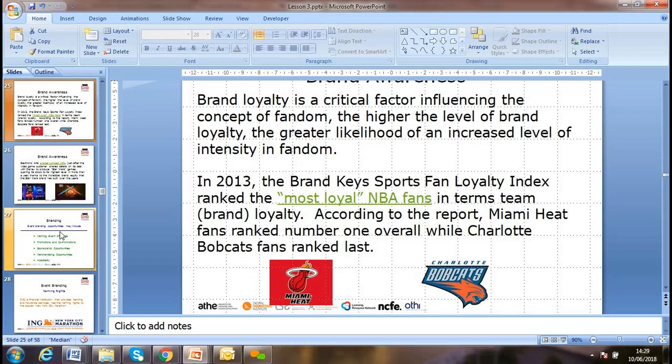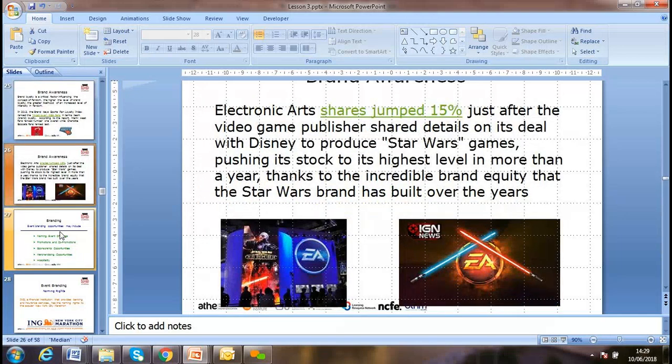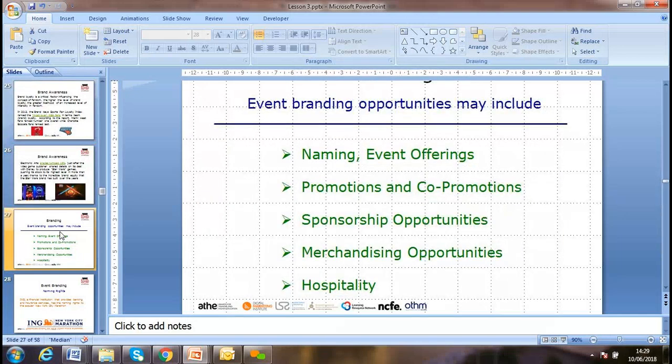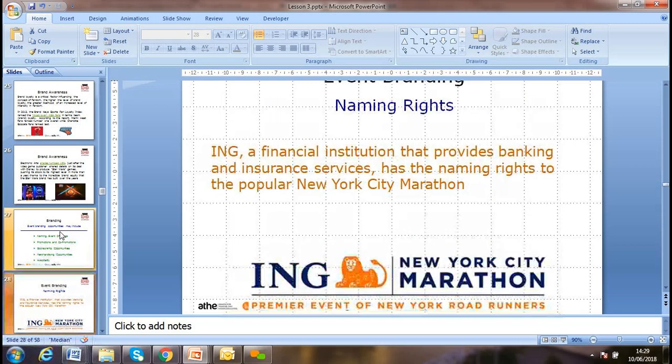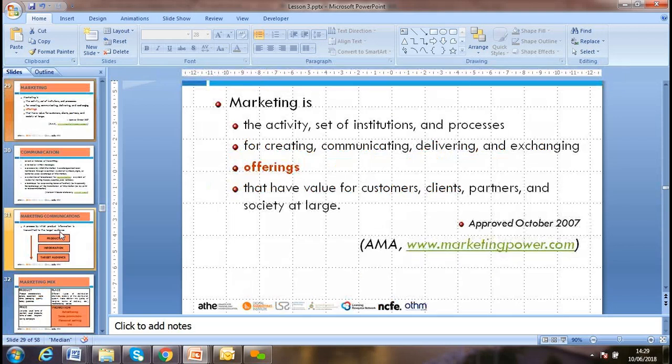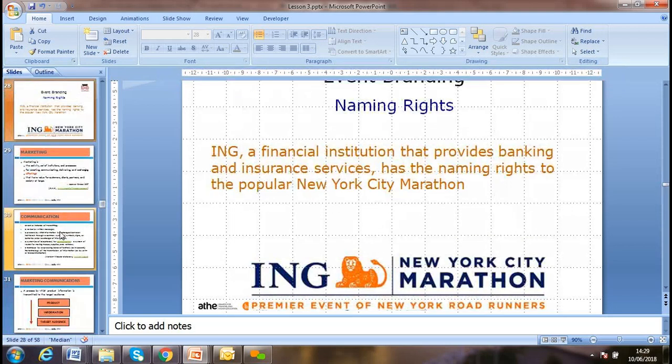Okay, so these are all the discussion about branding, how we can make a brand, and how different companies build their brand. Opportunities may include naming, event offering, promotion and co-promotions. It's like sponsoring sports and different activities, so that can help further develop the brand. Okay, next, any questions about branding? No.